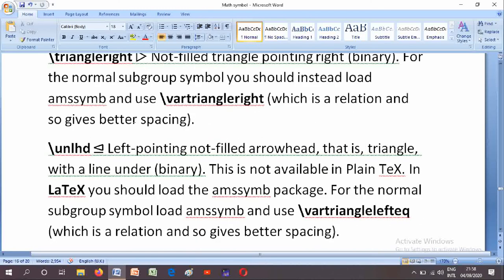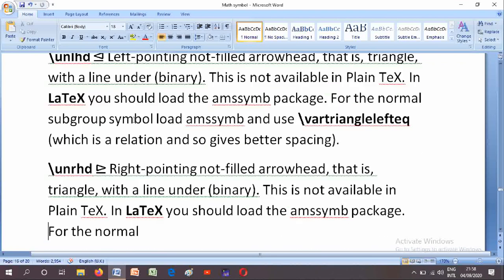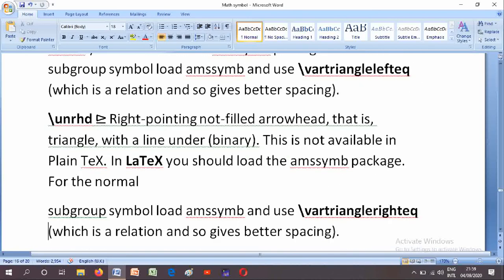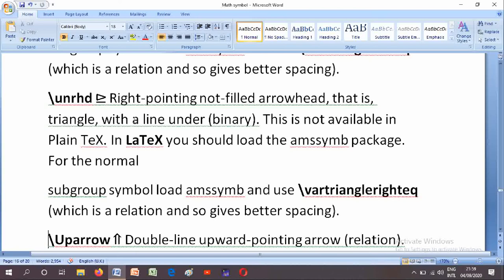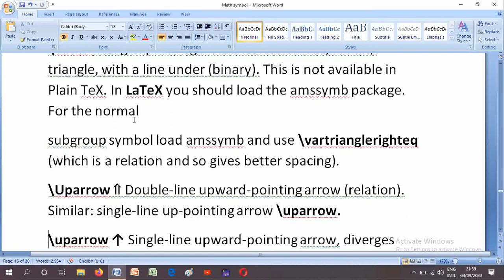In LaTeX you should load the amssymb package, and for the normal subgroup symbol load amssymb and use \vartriangleleft eq, which is a relation and so gives better spacing. \unrhd, right pointing not filled arrowhead, that is a triangle with the line under the boundary. This is not available in plain text. In LaTeX you should load the ams package, for the normal subgroup symbol load amssymb and use \vartriangleright eq, which is a relation and so gives the better spacing.